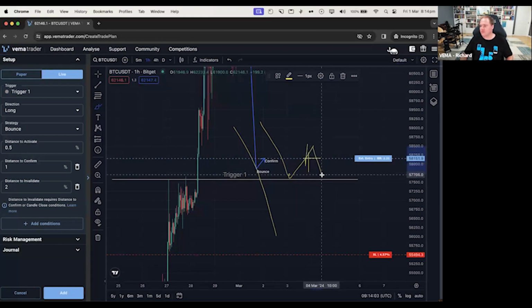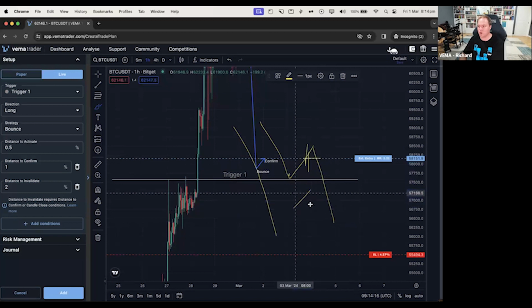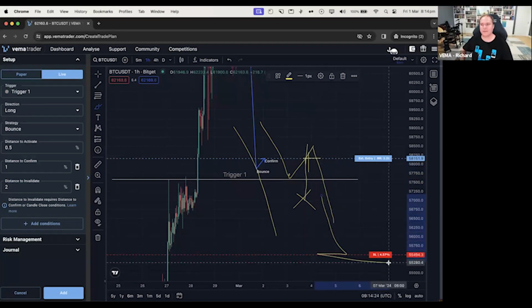If price was to then fall down here and go 2% past the trigger, well, the invalidation is the invalidation of getting into the trade. It's not your stop loss. So in this case here, you'd still be in the trade. The distance to invalidate would have stopped looking for price action when the trade was entered. Yeah, perfect. Your stop loss is what invalidates the open position. And that's a really, really good question. That's a big distinction of it.